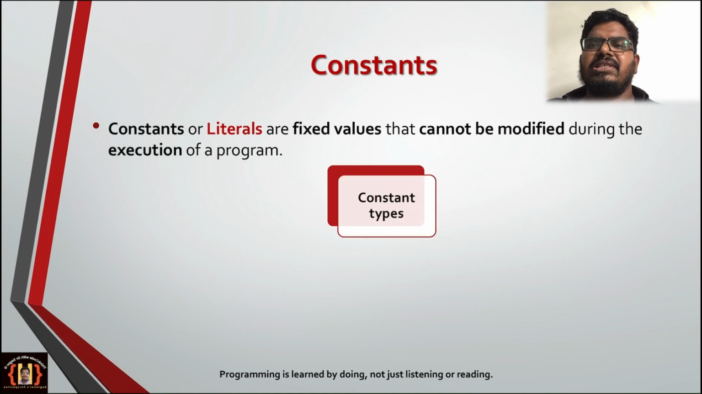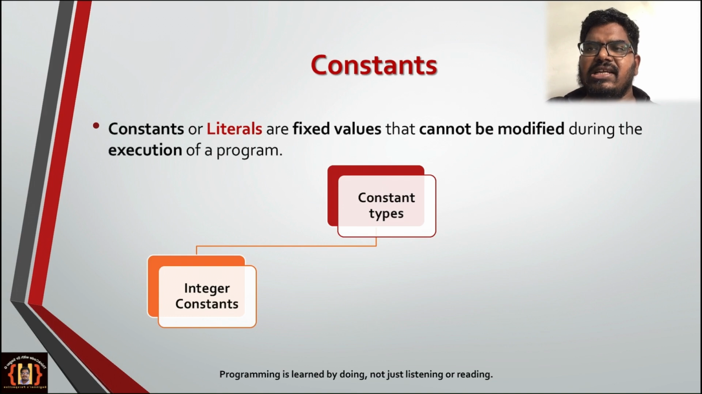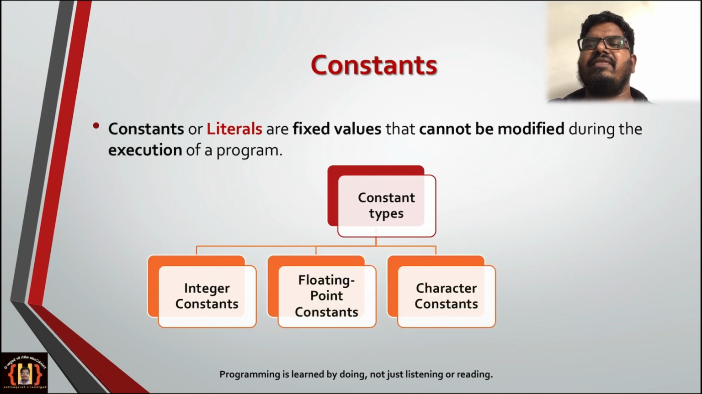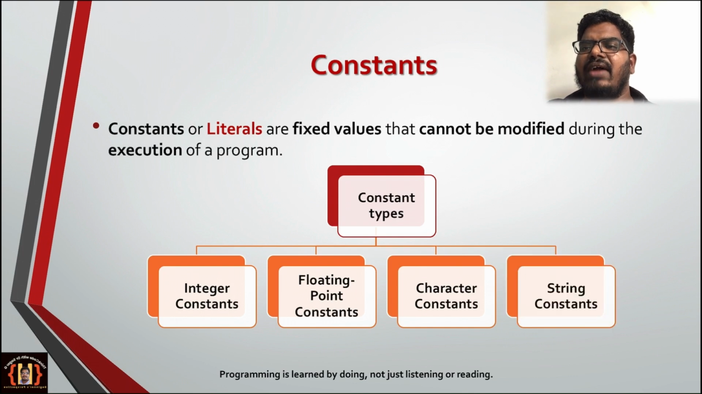So there are basically different types of constants. First is the integer constant, next we have the floating point constant, next the character constant, and next we have string constants. Constant simply means they are constant, or literals. They are all fixed values and we cannot change them later on. Once declared, once defined, it is fixed. That's the meaning of it.